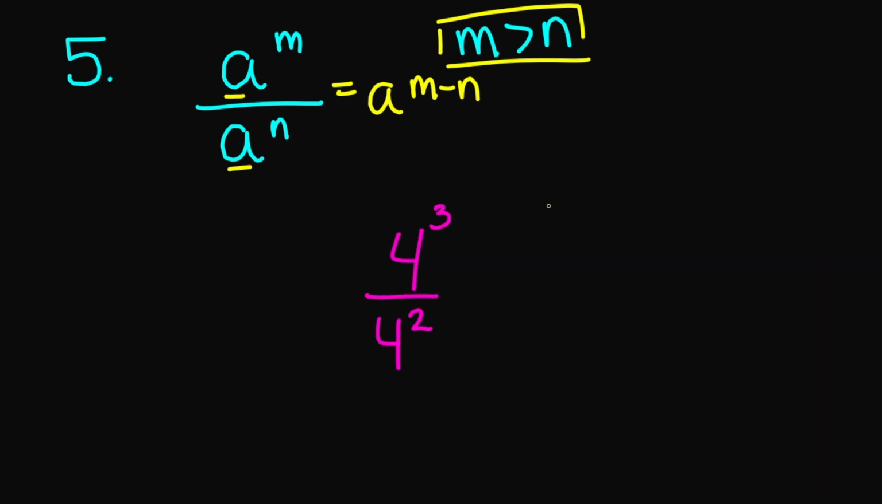So let's try this example. Notice here my base is 4. So I'm keeping my base. I'm going to subtract 3 minus 2. This is going to be 4 to the 1st power, which is going to equal 4.